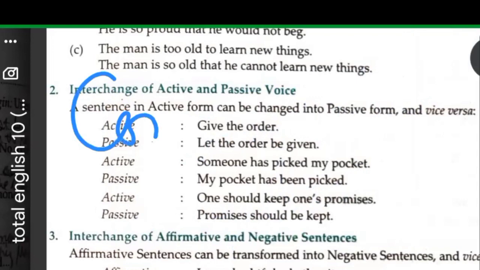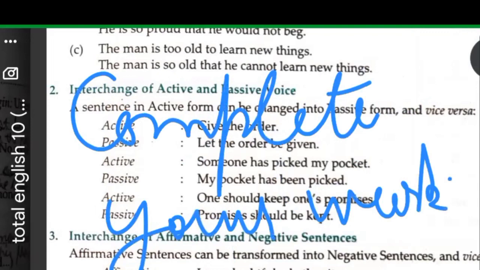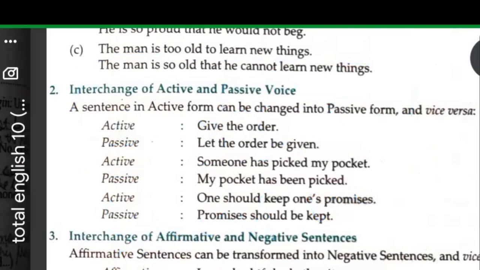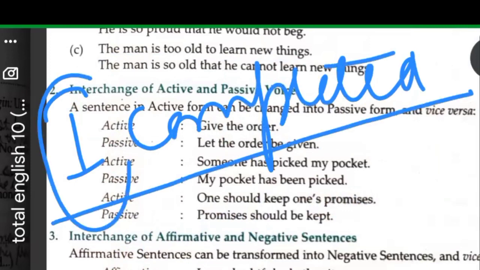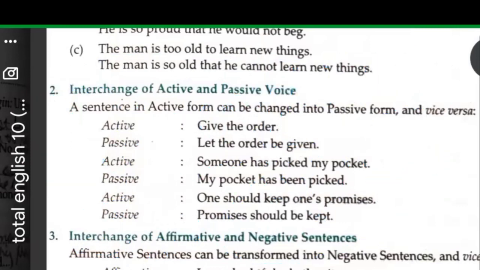But active form: complete your work. And another difference between affirmative and imperative is that imperative starts with the verb: complete your work. Subject comes second. But in the case of an affirmative sentence, we use the subject before. Like when we say I completed, I is the subject, subject came first, completed is the verb, second form of verb: I completed my work. So both of them are very different.